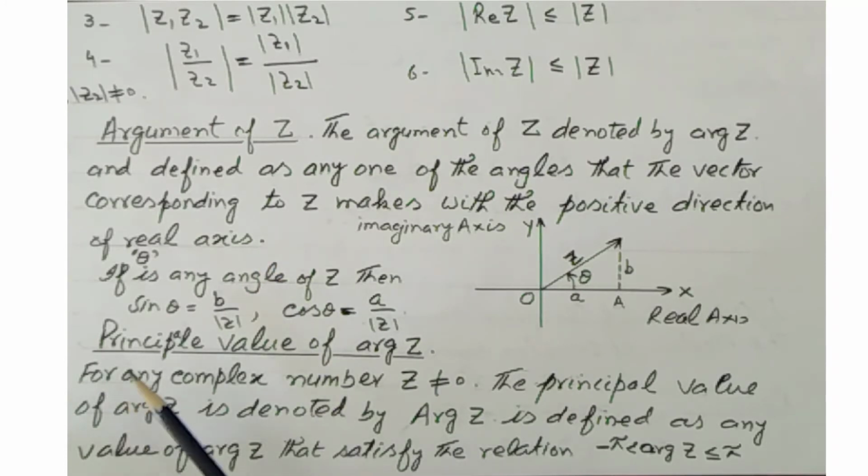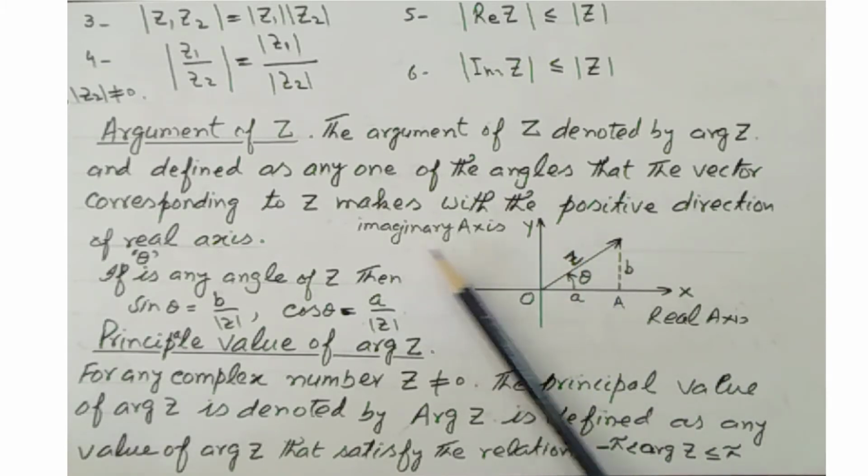Now from this figure, x-axis and y-axis, this line indicates z. We draw a perpendicular on the x-axis. From O to A, this is a, and from A to this point, this is b. This is the real part of z and this is the imaginary part of z. So this x-axis is called the real axis, and the y-axis is called the imaginary axis.